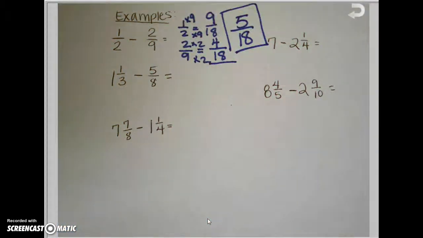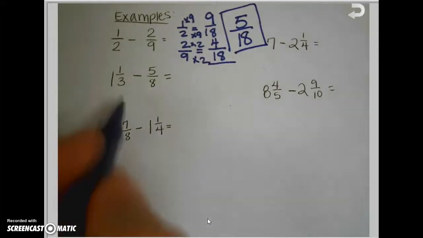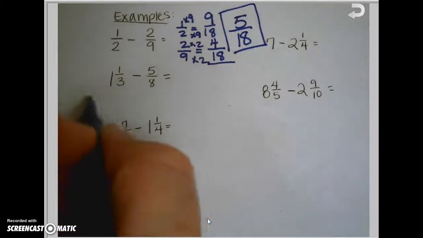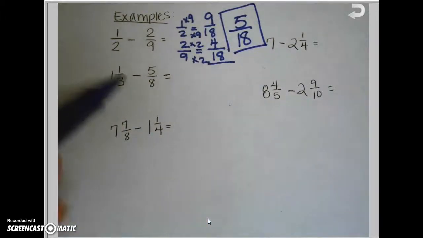The next one, I'm going to do 1 and 1/3 minus 5/8. So 3 and 8, I'm going to say 24 would be my lowest common denominator. So in here, if you want, you can make this an improper fraction. So let's try it that way.